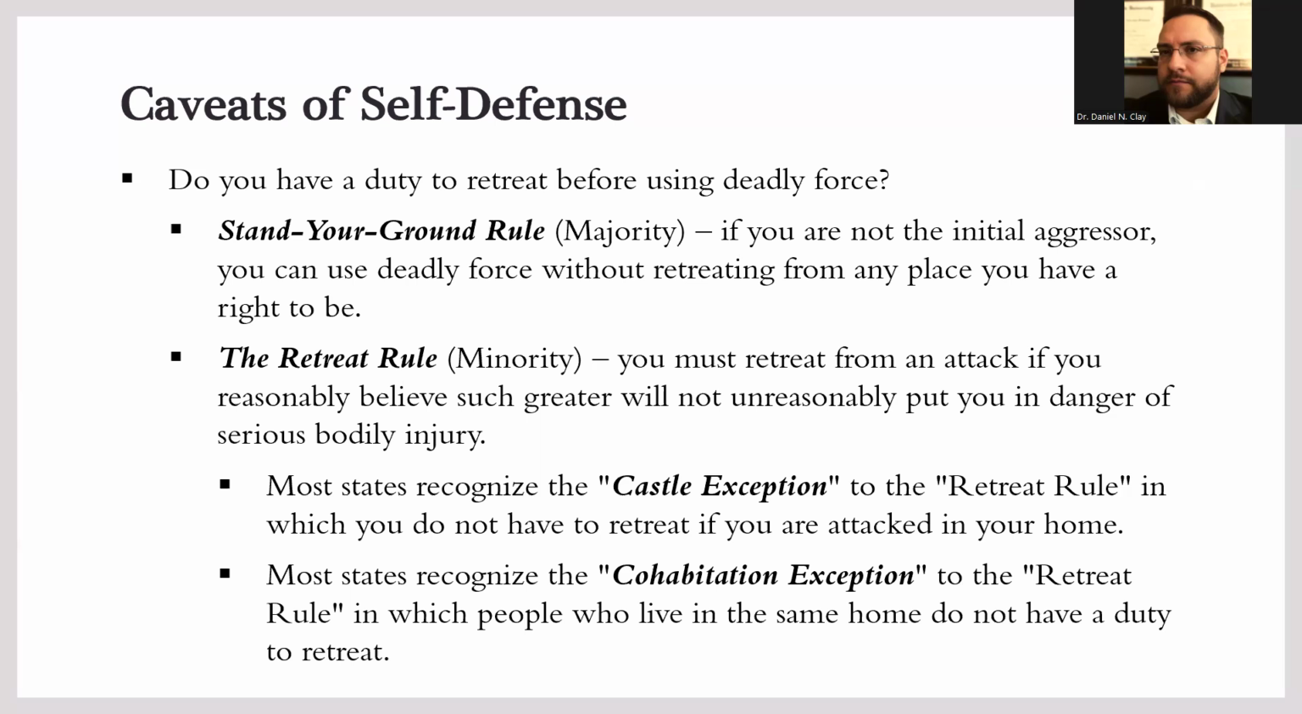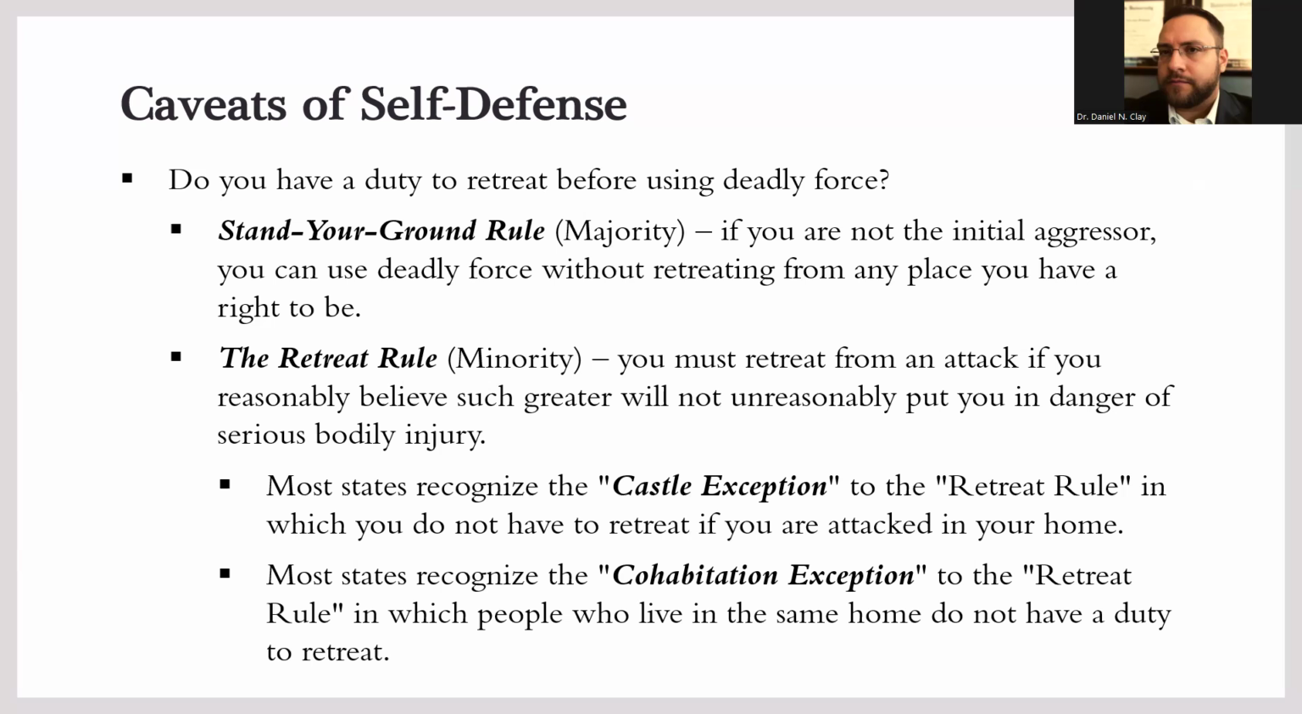Now, what happened is states started to get away from it, to the point that now most states have what's called a stand your ground rule. The stand your ground rule basically says if you are not the initial aggressor, you can use deadly force without retreating from any place you have a right to be. So if you're in your home, you don't have to run away. Historically, you used to have to. Or if you're lawfully on the sidewalk outside, you don't have to run away. You can stand your ground and engage in self-defense without having to run away first. So that's where a majority of states are.